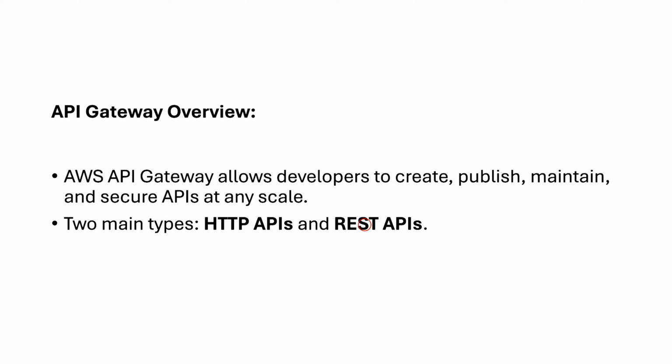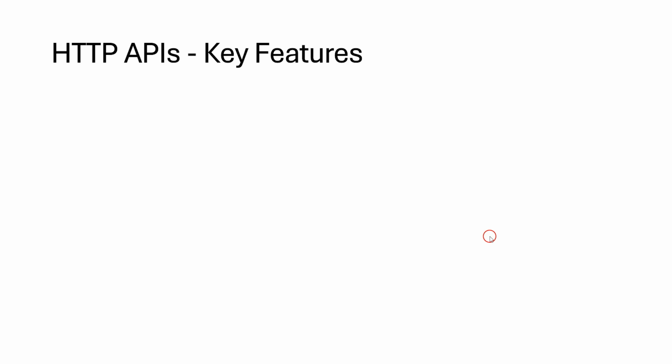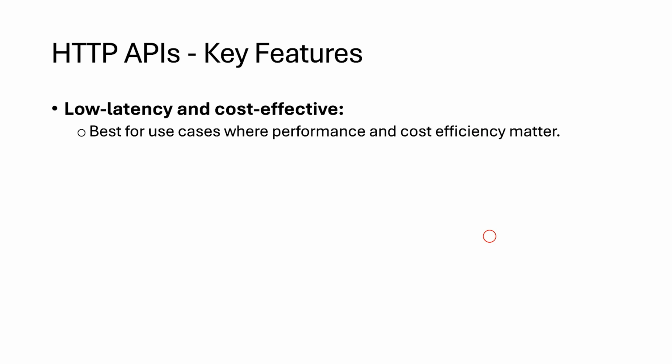Okay, so they may sound similar, right? HTTP API and REST API sound similar, but they serve different needs. So it's essential to know which one fits your project. First, we'll talk about HTTP API's key features. HTTP APIs are designed to be low latency and cost effective. They are perfect for scenarios where speed and budget matter the most. So if you observe here, it is very low latency and cost effective. Definitely it is the best use case for performance and cost efficiency.